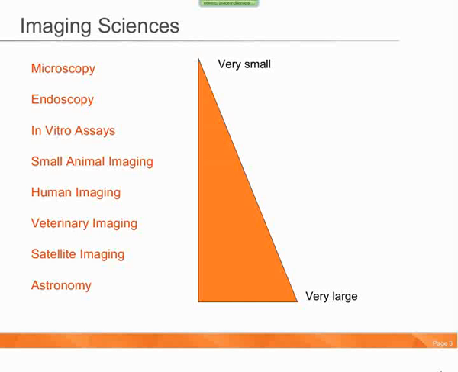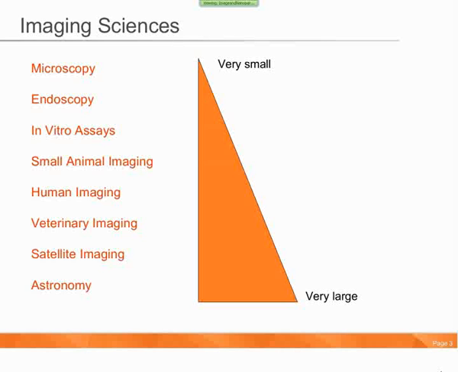A very brief introduction to imaging sciences. All imaging sciences are unified in the fact that they detect light at some wavelength, and then we're trying to understand where that signal is coming from and what it means.